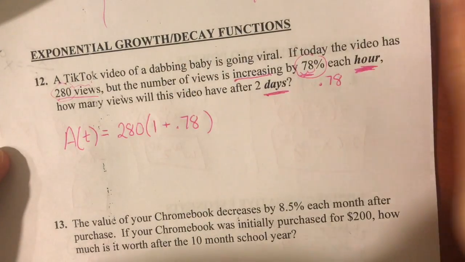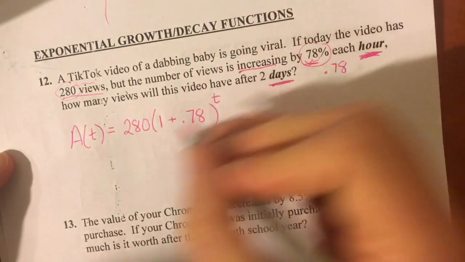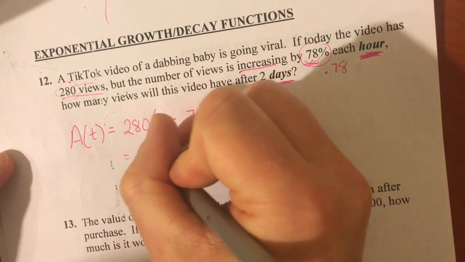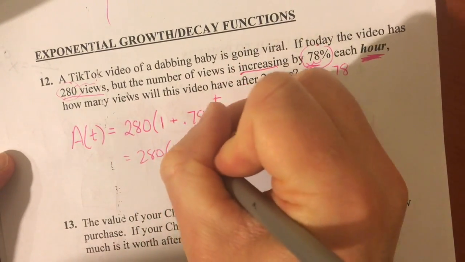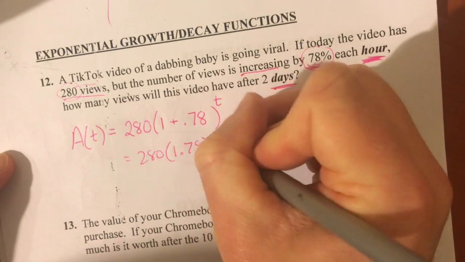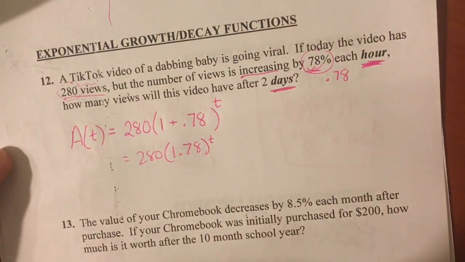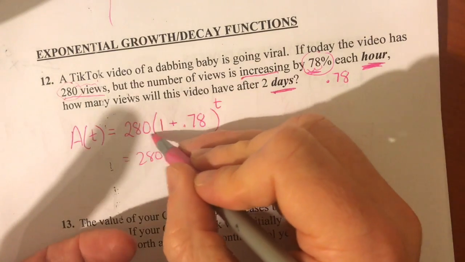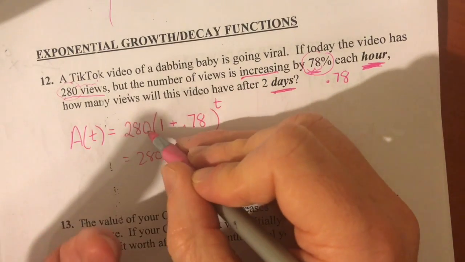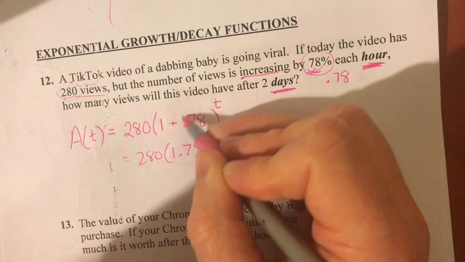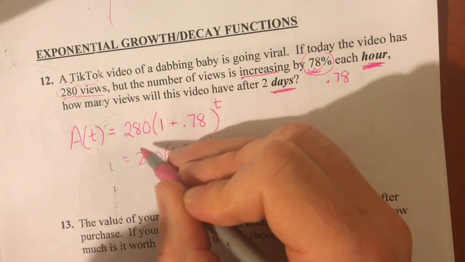0.78, right? Raised to the t. And it's 1, remember, that 1 is in there, so if I want to simplify this, that's 1.78. 1 is in there because that's the 280 if you were to distribute. 280 plus the 78% of 280 you'd be gaining.